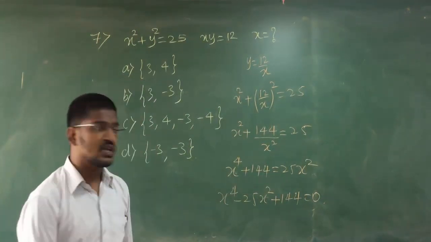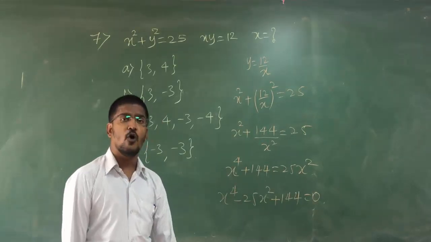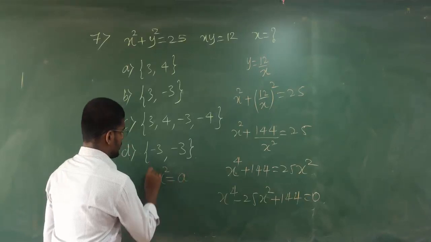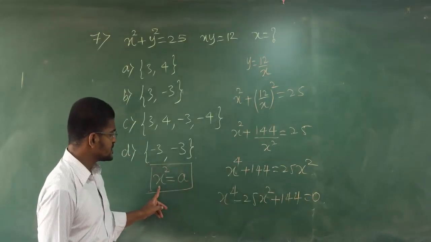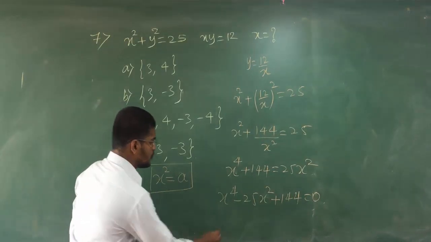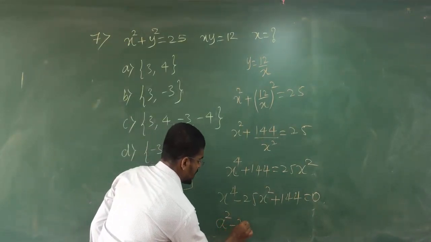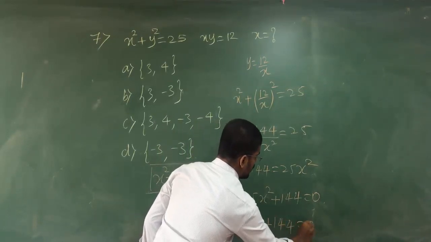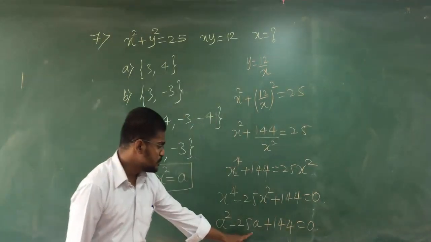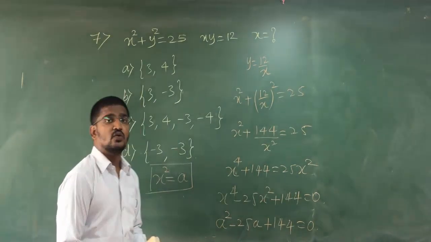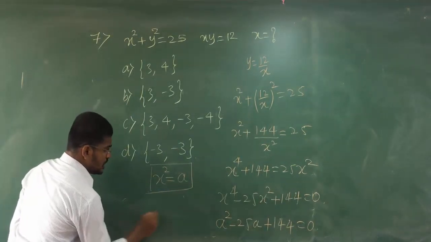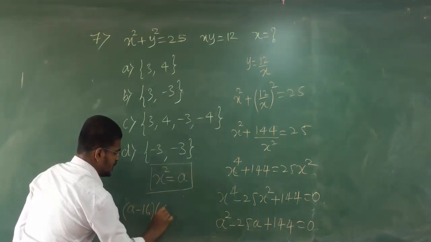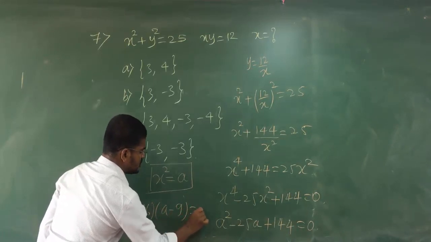So for that reason, what I will do, it is in the form of x raised to 4. I will write x square equal to a. Clear? I will write x square equal to a. So it will be in the form of a square minus 25a plus 144 equal to 0. Now if I simplify this, where x square equal to a, this can be written as (a minus 16) into (a minus 9) equal to 0.